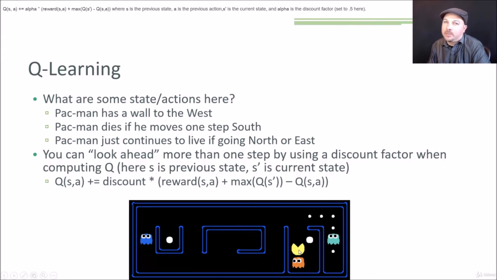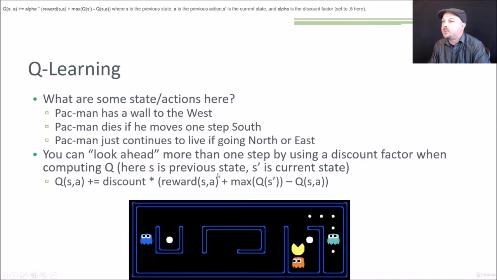Now you can also look ahead a little bit to make an even more intelligent agent. So I'm actually 2 steps away from getting a power pill here. So as Pac-Man were to explore this state, if I were to hit the case of eating that power pill on the next state, I could actually factor that into the Q value for the previous state.